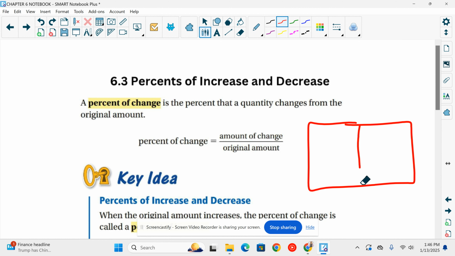So when we're talking about percent of change, we're talking about an increase or a decrease in something, and how much of a percent is that? When we have our original percent box, we're really thinking about the situation as part to whole.